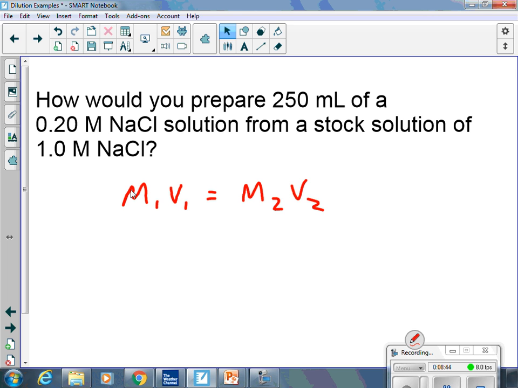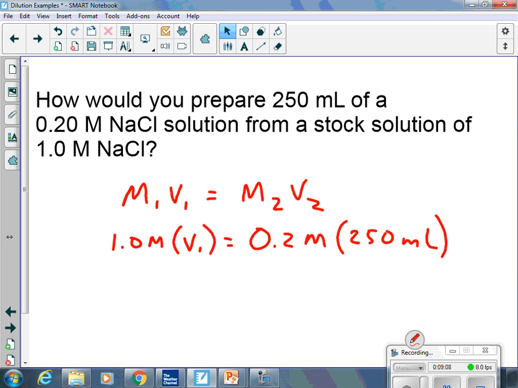Usually for my M1, when I'm making a solution, it's going to be my stock solution. So I'm going to use 1.0 molar. I do not know V1 again. I know that I want a 0.2 molar solution, and I know that I want 250 milliliters of it. Once again, I do not need to convert that into liters just so I have consistency.